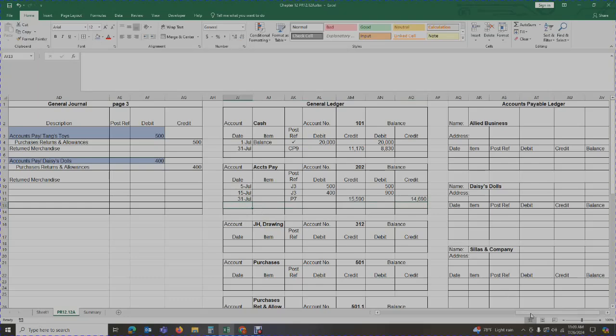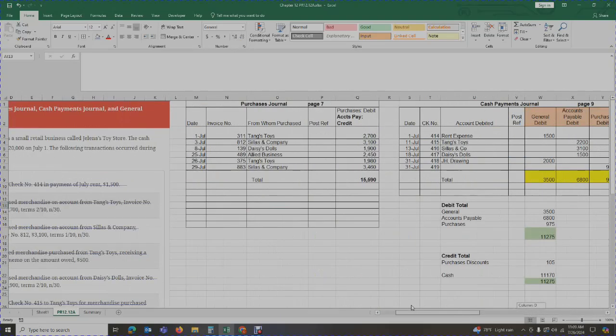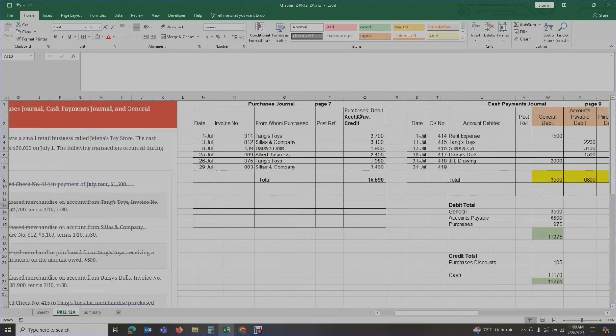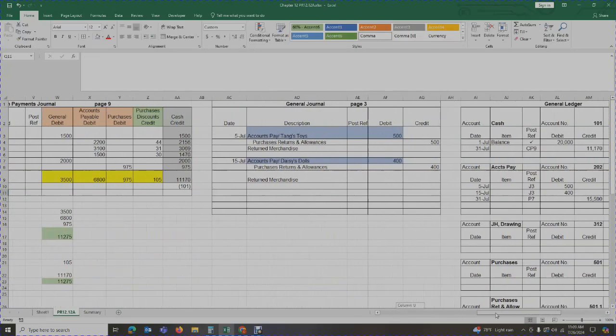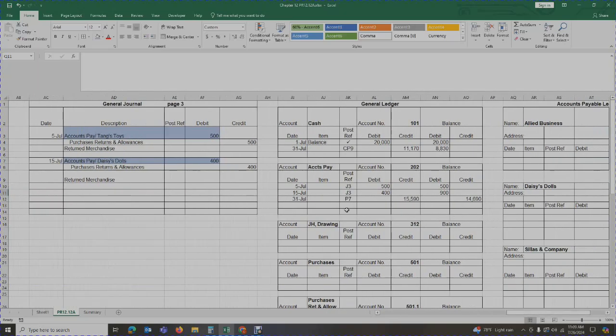Okay, so that takes care of that one. My accounts payable is account number 202. So I'm going to go back to my purchases journal, and I'm going to say that I posted this on account number 202. Okay, that is where I posted it. Okay, so then we go back, and now we have one more entry to record under my accounts payable.